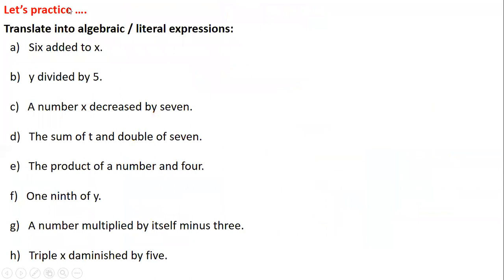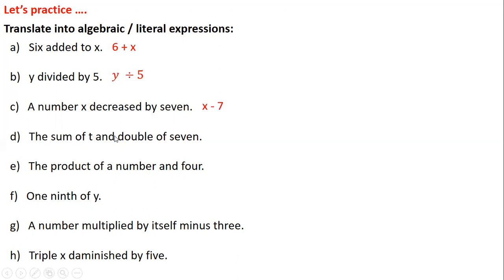Let's practice an exercise. Translate into algebraic or literal expressions. 6 added to x. I read 6, so I write number 6. Added to means the operation plus, x means x. So I write 6 plus x. Here I translated the word expression into an algebraic or literal expression. Y divided by 5. So I write y divided by 5. A number x decreased by 7. So I have a number which is x, which is unknown. Decreased by means minus 7.